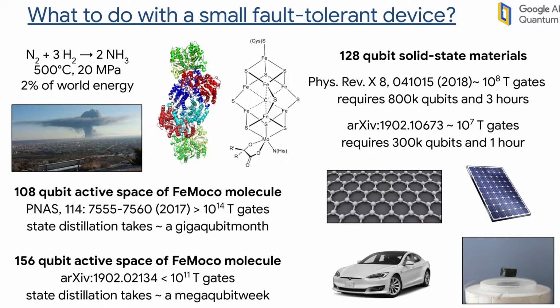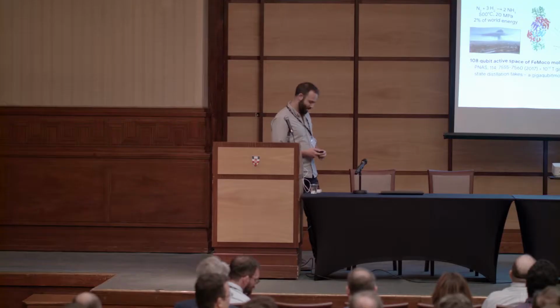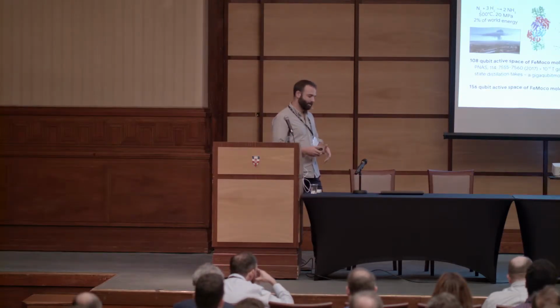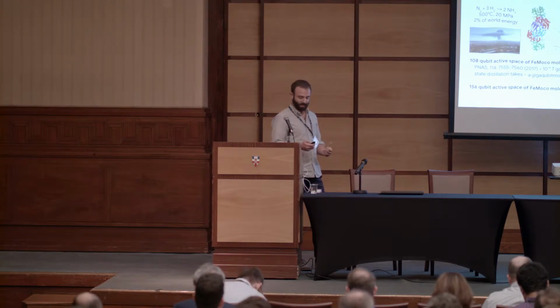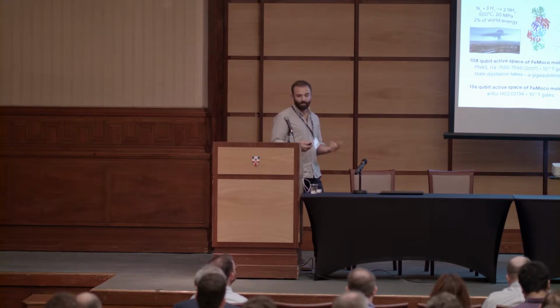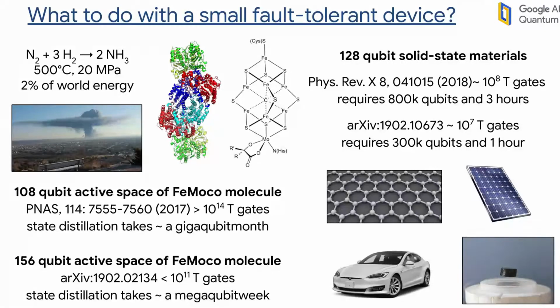But for the architecture that I've described, state distillation alone would take something like a gigaqubit month. So 1 billion qubits distilling magic states for a month, or 30 billion for a day. And that seems pretty far away to me. One of the results I'll talk about today looks at an even larger and more accurate representation of this system. And we have a new paper out showing that we can do it in fewer than 10 to the 11 T-gates, which is an improvement, but we're still talking about state distillation taking a megaqubit week, which is looking a little more realistic, but high overheads.